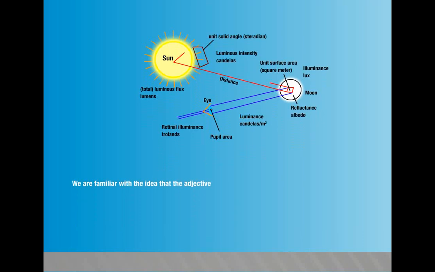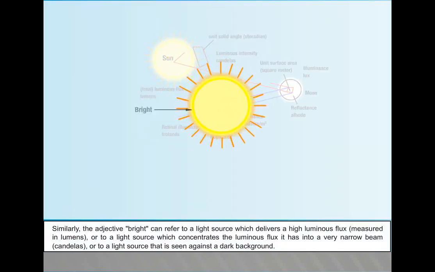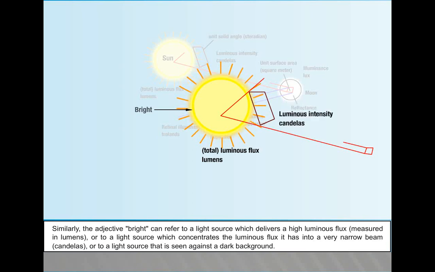We are familiar with the idea that the adjective heavy can refer to weight or density, which are fundamentally different things. Similarly, the adjective bright can refer to a light source which delivers a high luminous flux measured in lumens, or to a light source which concentrates the luminous flux it has into a very narrow beam, candelas, or to a light source that is seen against a dark background.